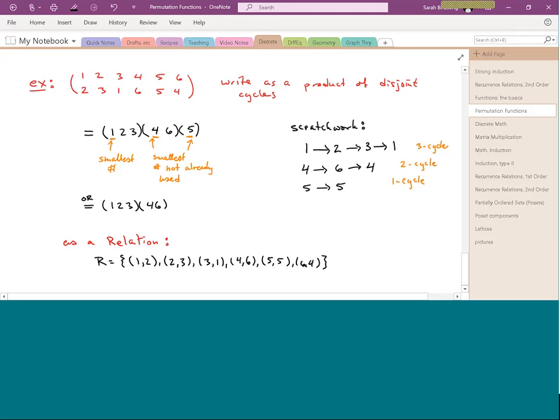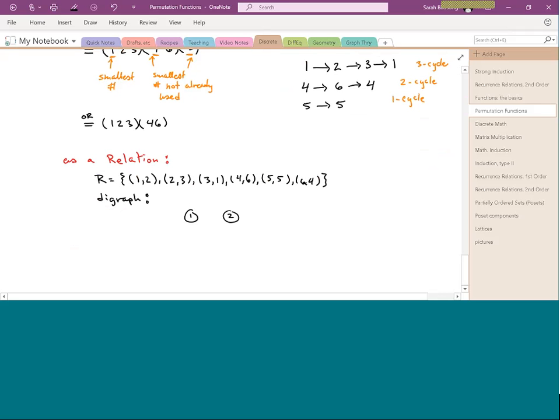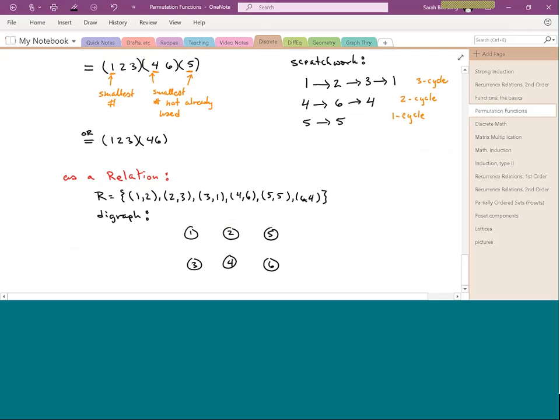I don't care about the ordered pairs. I care about the digraph, or specifically our directed graph. If we write these guys out, so 1, 2, 3, 4, 5, 6, trying to fit it in a relatively decent spot, you can still see the cycle notation from above. Why? Because I'm going to relate this back to our cycle notation.